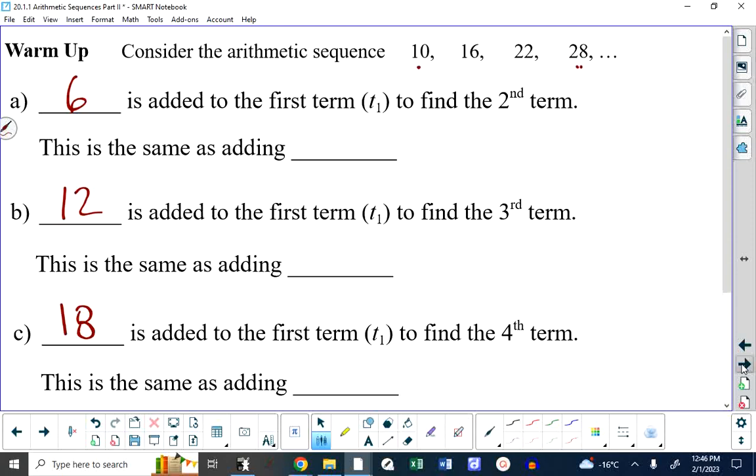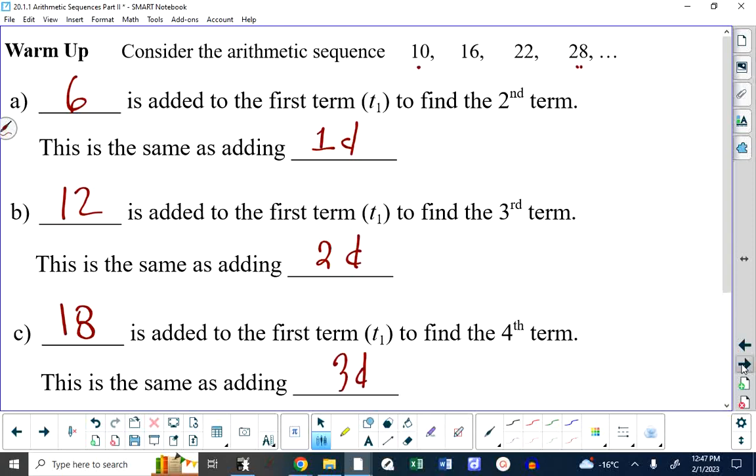But in a less practical view, what's important is adding 6 to the first term is the same as adding one common difference, because the common difference is 6. Adding 12 to the first term to get the third term is the same as adding 2 common differences, because the common difference is 6. 2 6s gives you 12. And adding 18 is the same as adding 3 common differences.